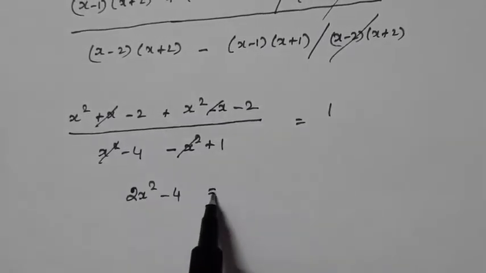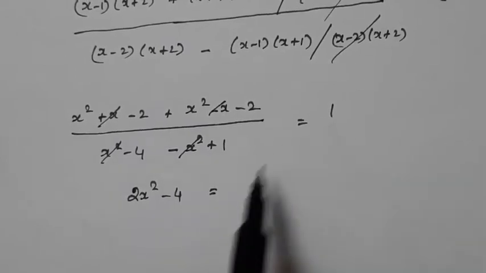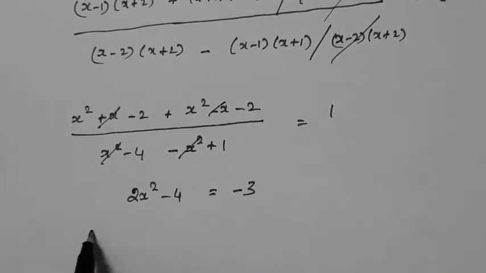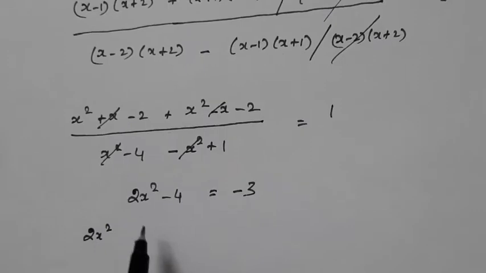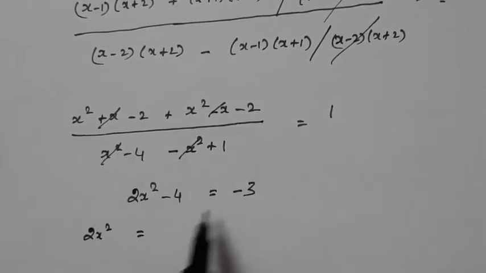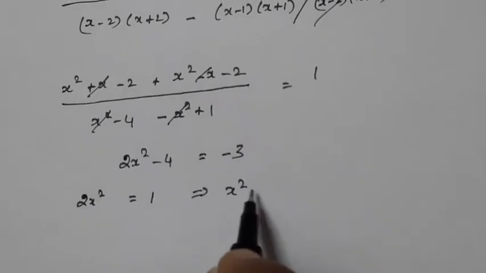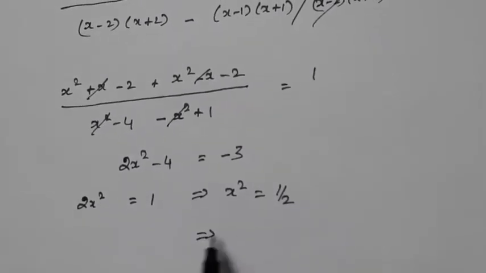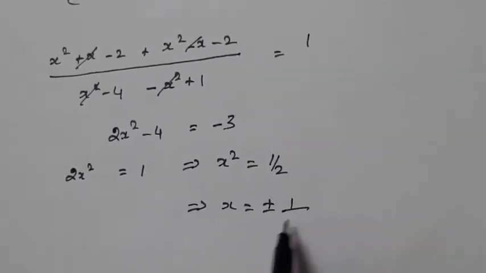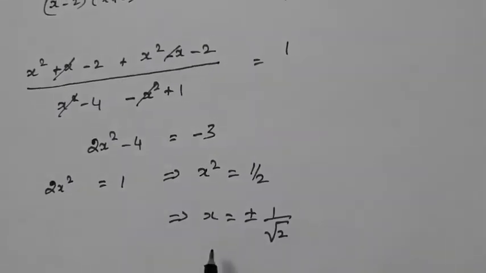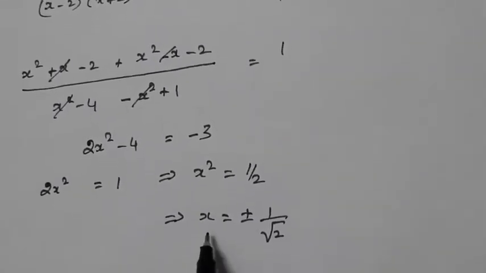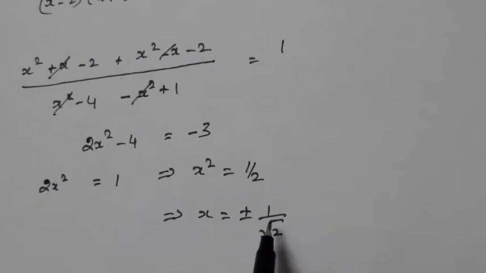Okay, and then if you move this 3, minus 3, to the opposite side, it will be equal to minus 3, or 2x squared minus 3 equal to minus 3 plus 4 would be 1. This implies that x squared is equal to 1 by 2, or x is equal to plus or minus 1 by root 2. So you got two values for x, that is plus 1 by root 2 and minus 1 by root 2.